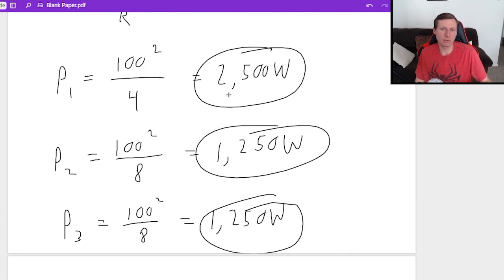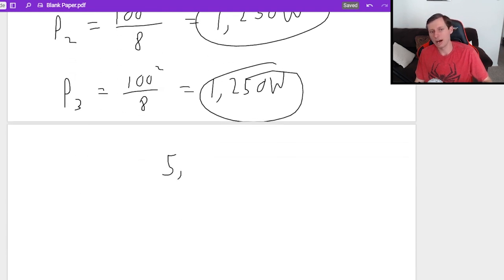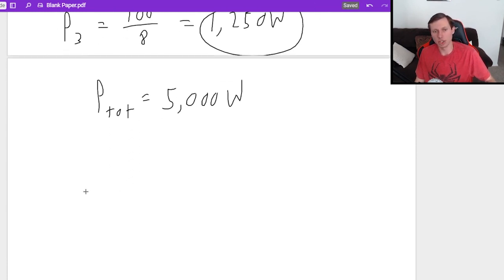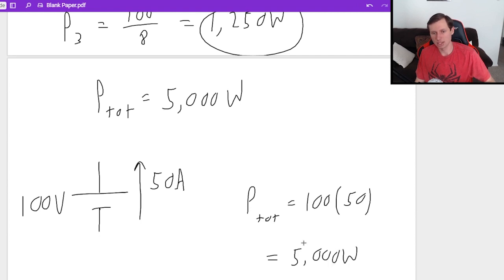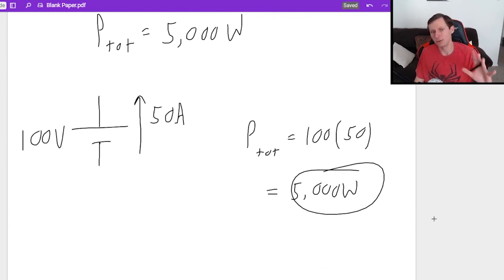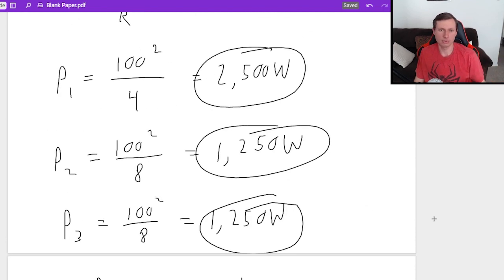And if you add all these powers together, you'll get a total of 5,000 watts as the total power, which we could have found a lot sooner, by the way, if we just considered the power coming out of the battery, which is a 100 volt battery source with a 50 amp current going through it, because it's the total current, and power total would then equal voltage 100 times the current 50, you get 5,000 watts a whole lot faster. And so there we go. That's everything for this circuit.